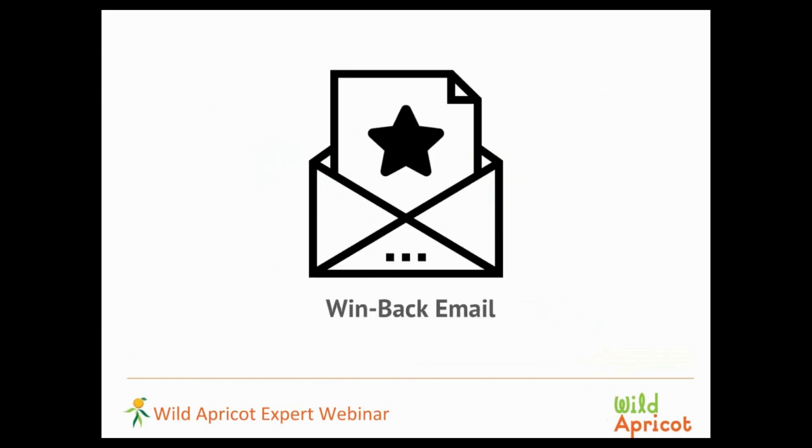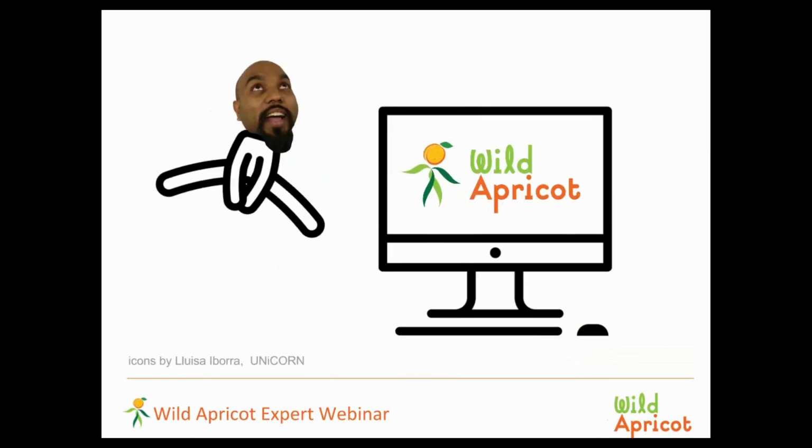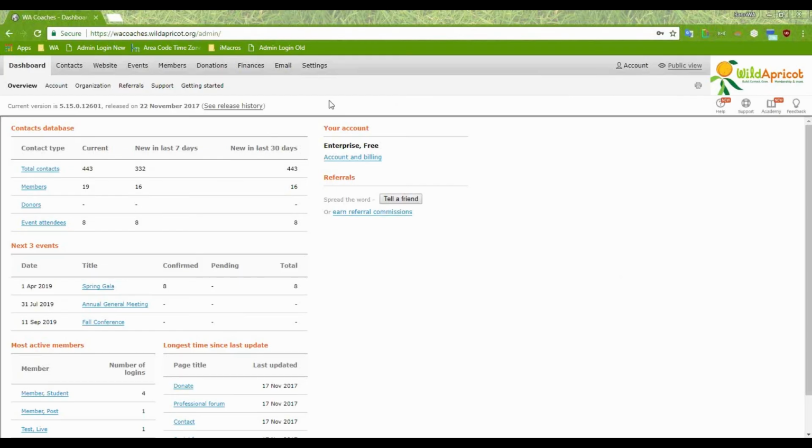And the last thing I want to show everybody is a very simple thing that I've seen can have a dramatic effect on retaining members, and that is something called a win-back email. And the idea here is simply to find a member who's lapsed in your system and entice them back to your organization with some sort of attractive offer that you email them. So Rano, take it away one last time.